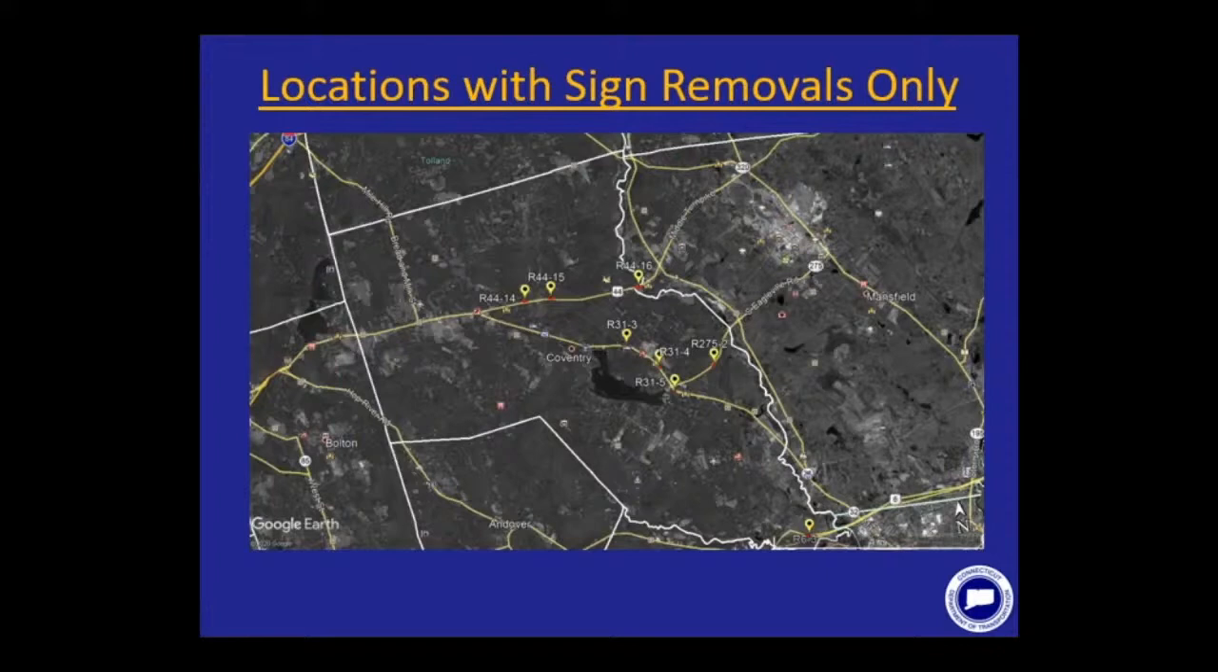We identified 1 curve on Route 6 that will have 8 signs and 8 retroreflective strips removed, 3 curves on Route 31 that will have 9 signs and 0 retroreflective strips removed, 3 curves on Route 44 will have 5 signs and 0 retroreflective strips removed, and then 1 curve on Route 275 that will have 2 signs and 0 retroreflective strips removed. Overall, we're going to be removing 24 signs and 8 retroreflective strips across these 8 curves.